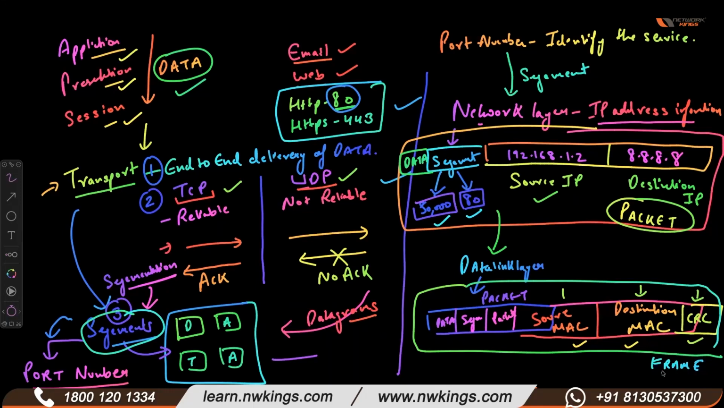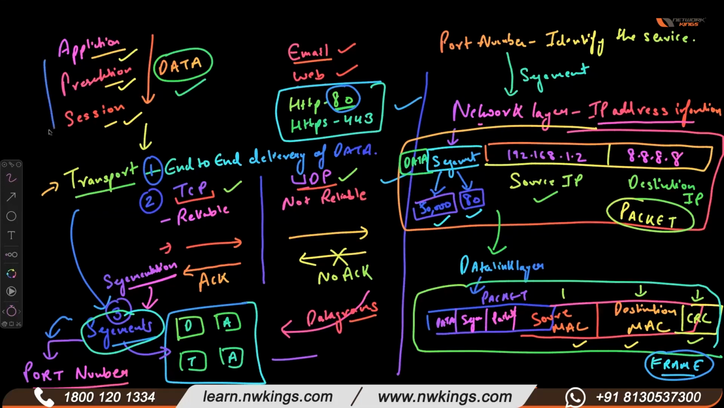So basically inside the frame you have the MAC address information, the packet IP address information, and the port number. Inside the frame, this is the bigger packet. So when you open the frame, what do you get? The packet. When you open the packet, what do you get? The segment. When you open the segment, what do you get? Data and port number. This is what is happening here. We are just adding information at every layer.